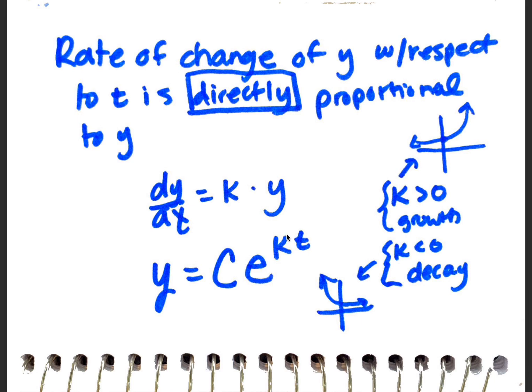the k times t. And to represent it using a graph, this is a graph of k greater than 0, which is a growing graph. And this is a graph in which k is less than 0, which means the graph is decaying.